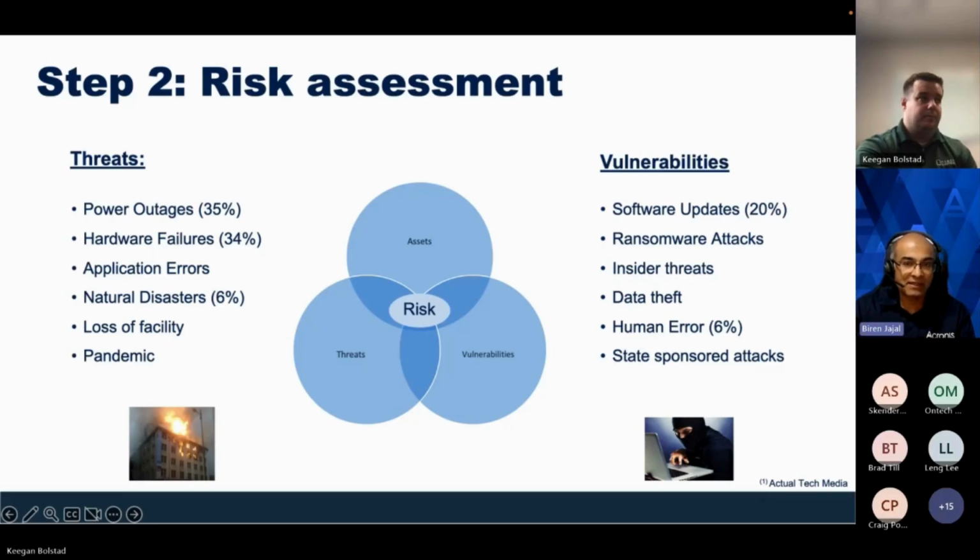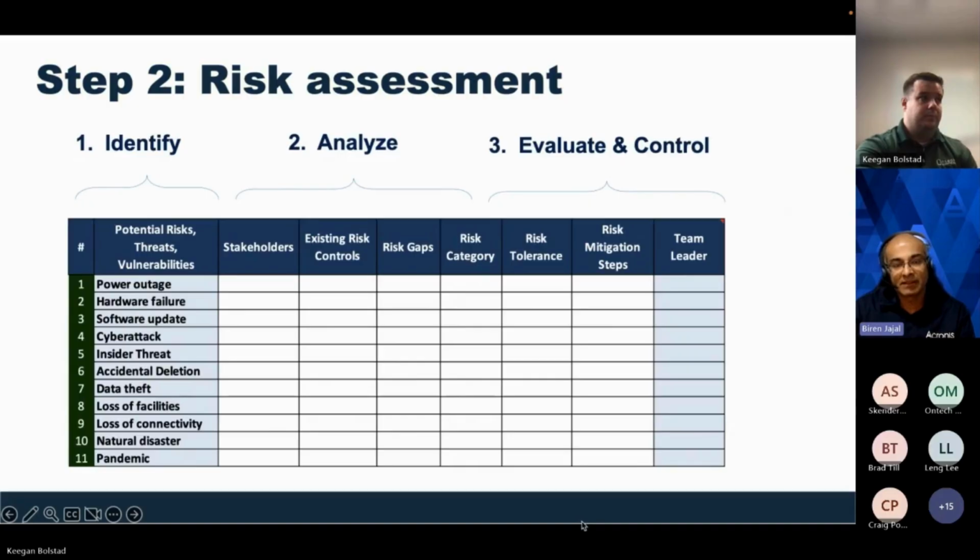Once the risk assessment is done, we go to the next step, where we have some tools here again to categorize the risk.